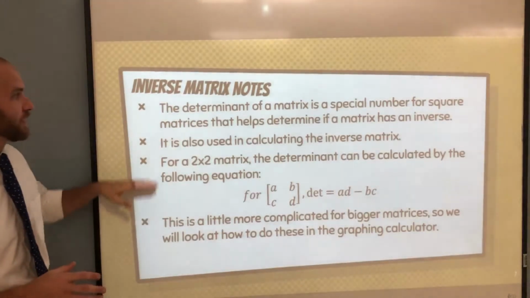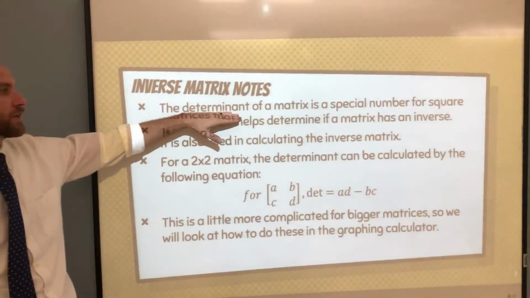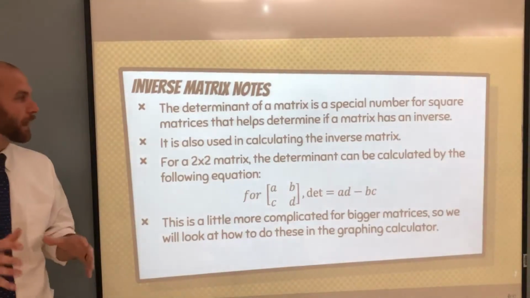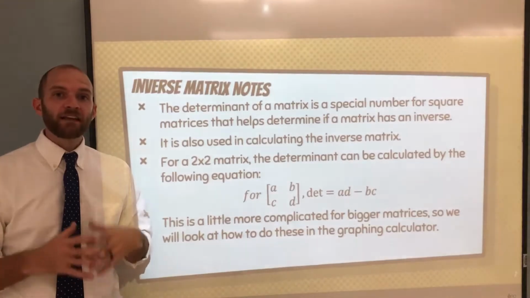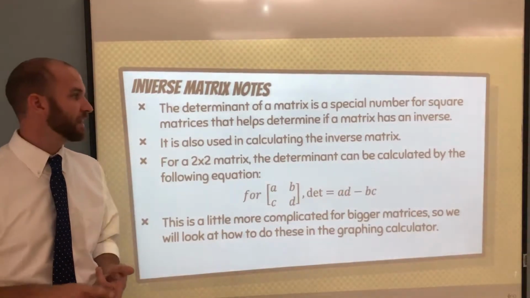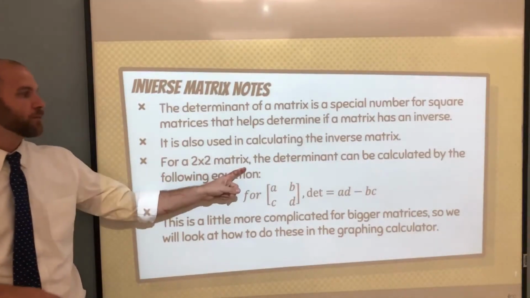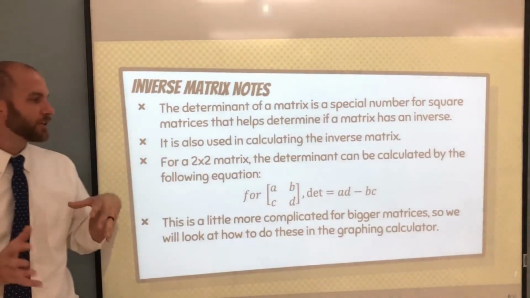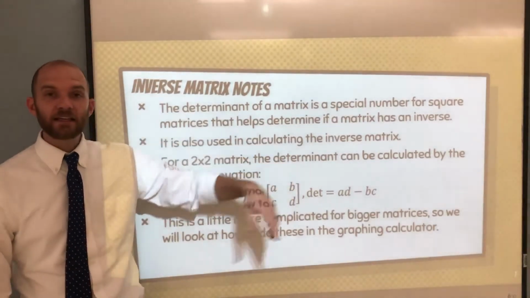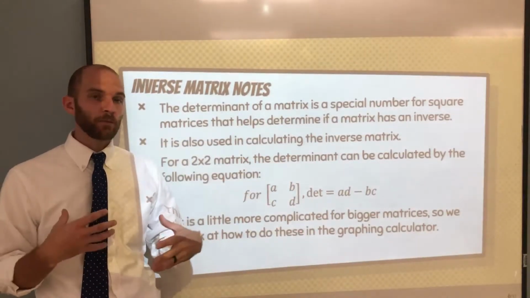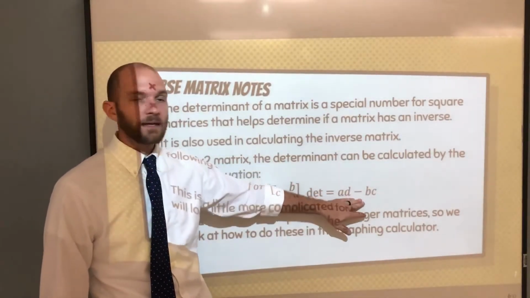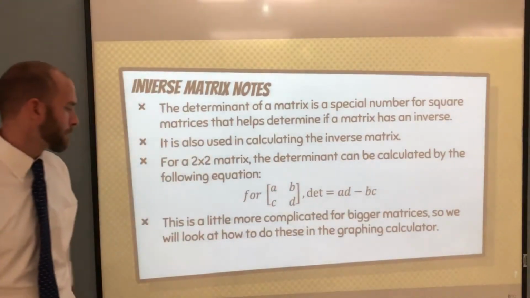When we're working on inverse matrices, we want to know about what's called the determinant. The determinant of a matrix is a special number for square matrices that helps determine if a matrix has an inverse. It's also used in calculating the inverse matrix. For a 2x2 matrix, the determinant is calculated by the following equation. So I've got A, B, C, and D in for my elements here, right? Just these variables. So the determinant is just going to be A multiplied by D minus B multiplied by C.